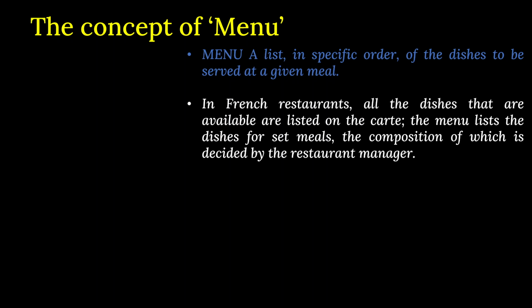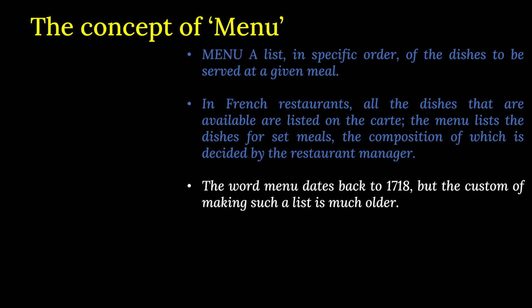Another way: in French restaurants, all the dishes that are available are listed on the card. Card means a kind of card. The menu lists the dishes for set meals, the composition of which is decided by the restaurant manager. I'm using the word restaurant, which is actually a French word, and the pronunciation in French is a bit different from English. So, restaurant manager.